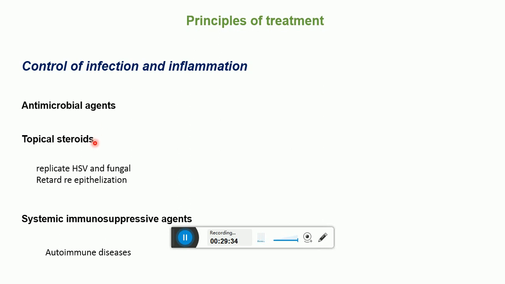Topical steroids should be used with caution, as they may promote replication of some microorganisms, notably herpes simplex virus and fungi, and retard reparative processes such as reepithelialization. Topical steroids, nevertheless, are vital in a range of conditions for the suppression of destructive, vision-compromising inflammation. Other treatment is systemic immunosuppressive agents. They are useful in some conditions, particularly autoimmune disease.